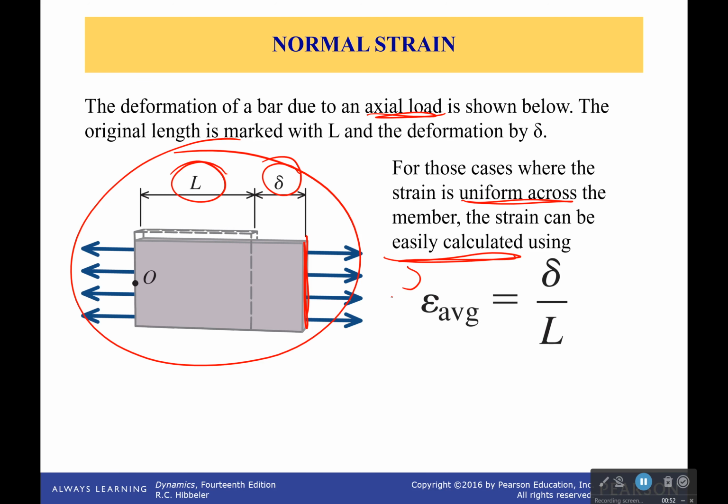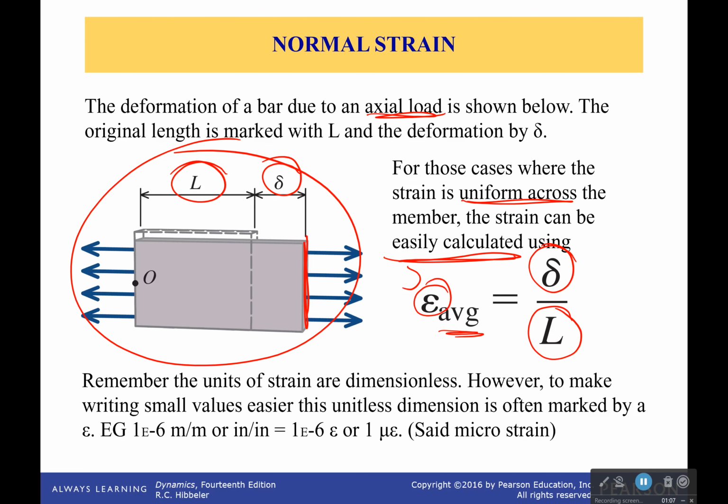Okay, and what that strain looks like is the following. This one right here, epsilon, is the average strain. It's going to be equal to the elongation over the original length. Now, the units of strain are dimensionless. We have length over length right here. We have meters on top, meters on the bottom. Doesn't matter. The units will cancel.